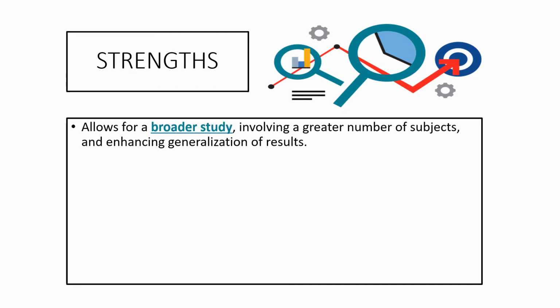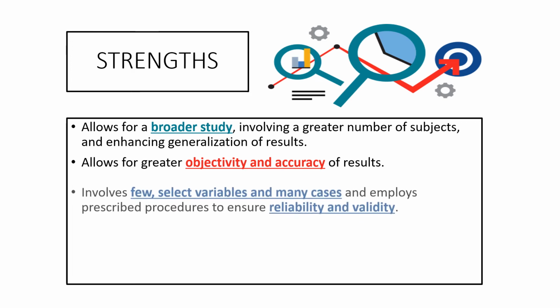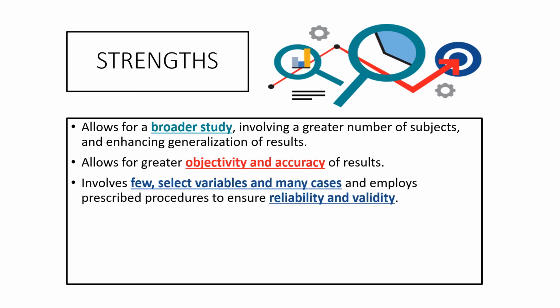Broader studies can be conducted using quantitative research methods, where a great number of subjects can be used as a sample to represent the general population. So the results we obtain from the sample can be generalized to make predictions about the population from where the sample is chosen. Objectivity and accuracy of results is greater in quantitative methods, where few select variables can be precisely studied in a number of cases.